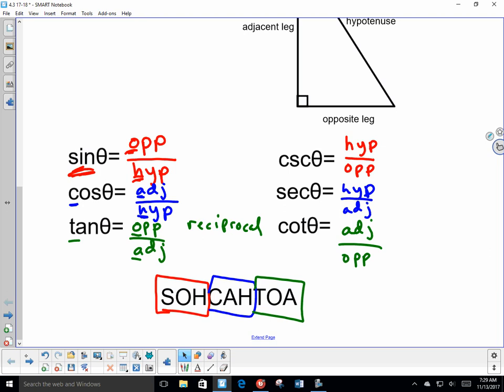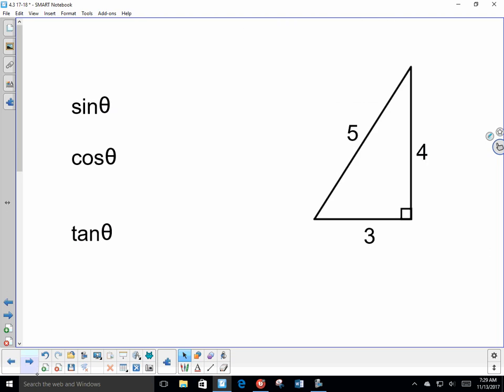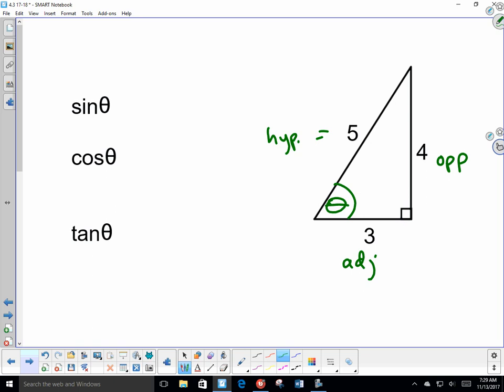Let's see how to use those in practice. Let's try this example. We have a right triangle, and it's our favorite 3, 4, 5 right triangle. If we want to find the sine of that angle, I don't have an angle picked yet, so let's make this our angle theta in question. If this is our angle, which side is our hypotenuse, which side is our adjacent leg, and which side is our opposite leg? Well, 5 is going to be the hypotenuse. 4 is going to have to be across from it, so 4 is the opposite leg, and 3 is the adjacent leg.